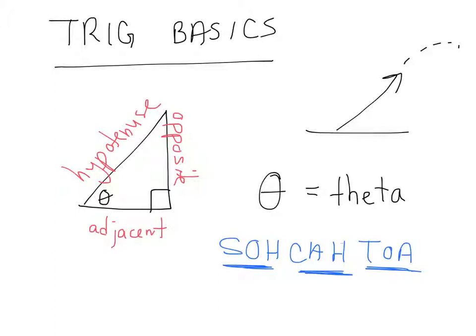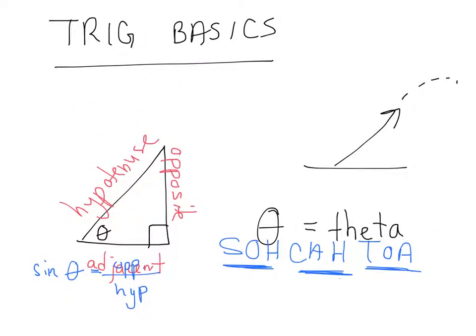Okay? But for now, take a look at this acronym. An acronym represents other words. SOH represents the sine of an angle is always equal to what's called the opposite over the hypotenuse. And its acronym is what's spelling this out for me as I go through this.